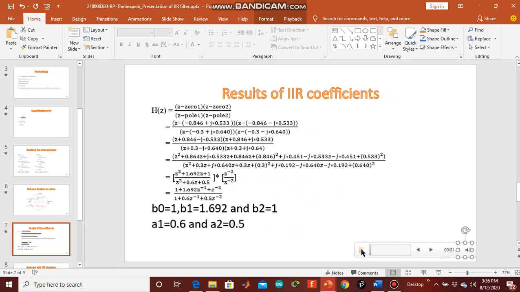Results of IIR coefficients. Here we have substituted the zeros and poles we have obtained in the IIR equation, and afterwards we solved the equation in order to obtain the IIR coefficients, where B0 is 1, B1 is equal to 1.692, and B2 is equal to 1. Those were the coefficients of zeros, and the pole coefficients are A1 is equal to 0.6 and A2 is equal to 0.5.